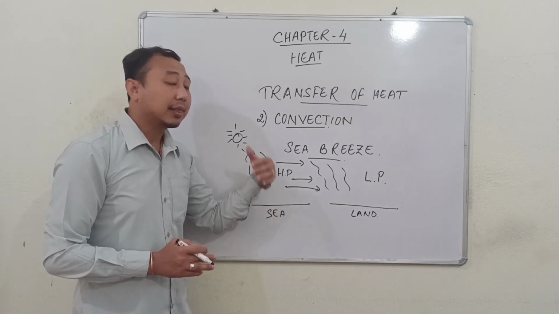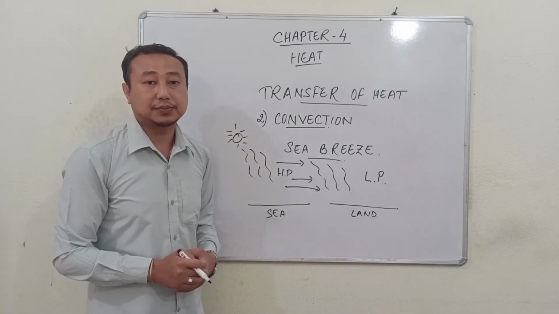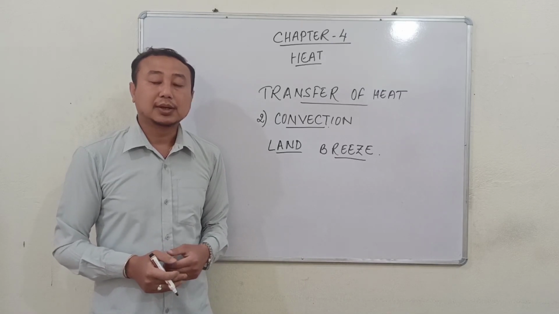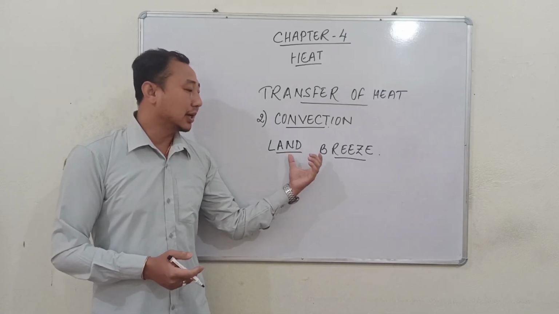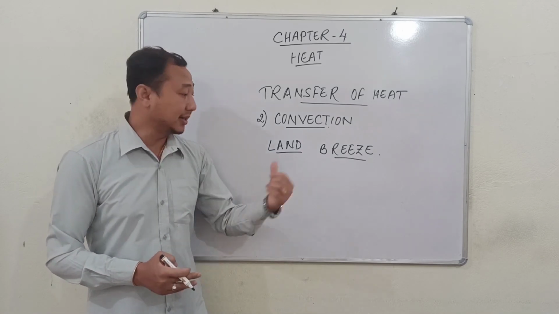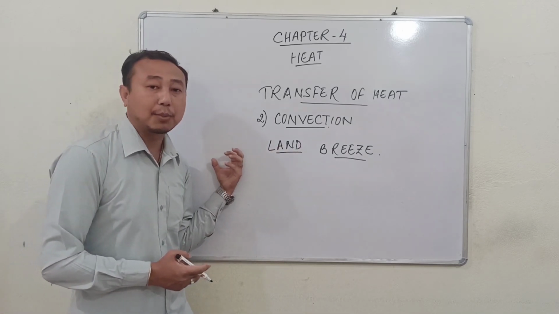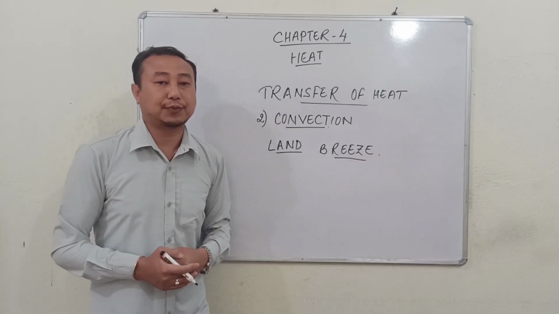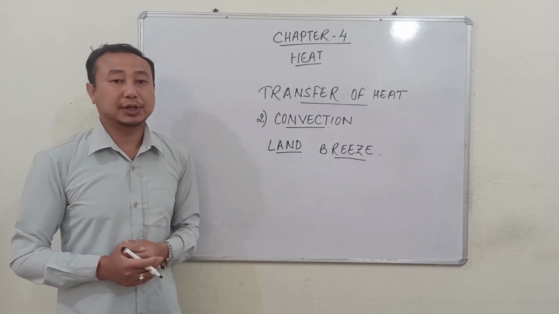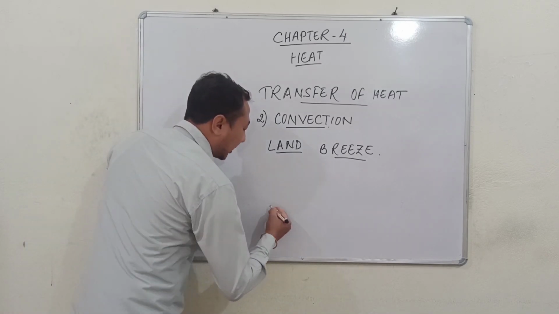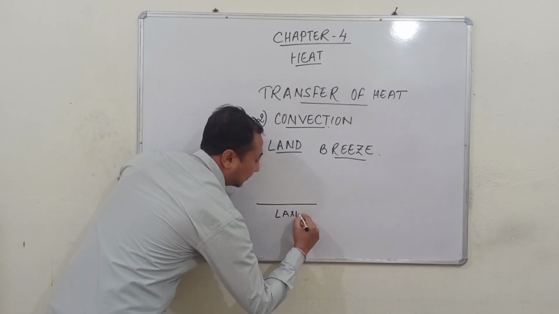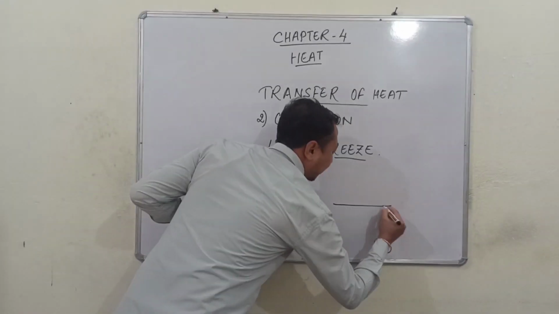Now let us see about the next phenomenon related to convection. The next phenomenon related to convection is the land breeze. Just like the sea breeze, the land breeze is also a type of wind that blows in the coastal region. But in this case, the wind will be blowing from the land surface towards the sea surface, and it happens during the night time. Let us see how the land breeze occurs. Let us say this is a portion of the land and this is a portion of the sea.